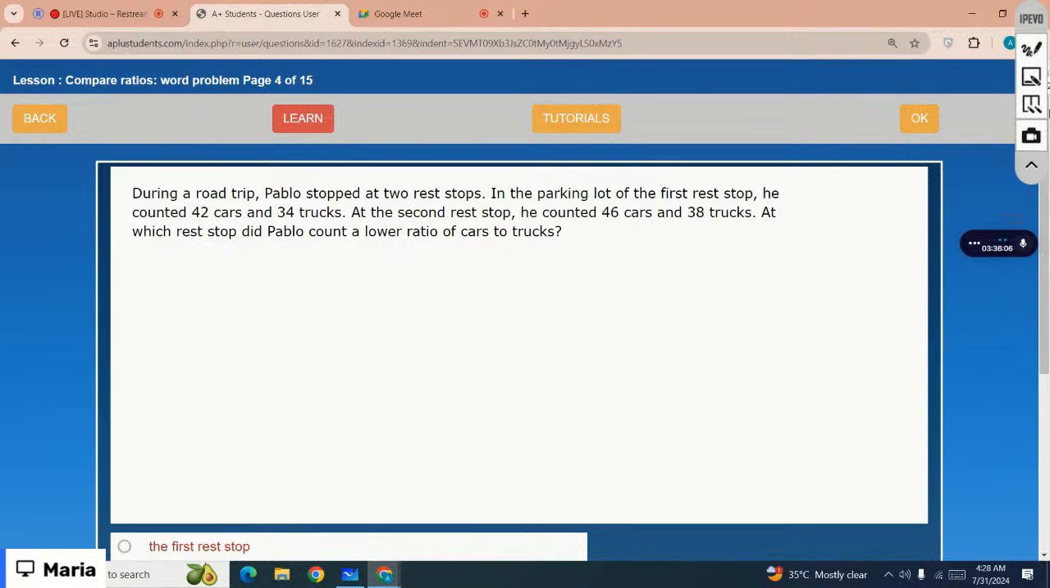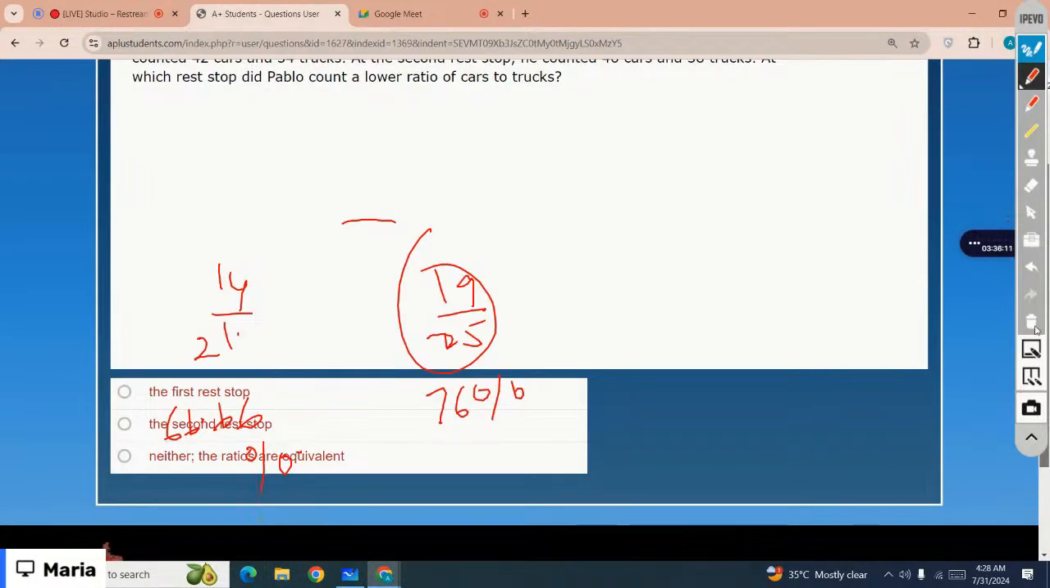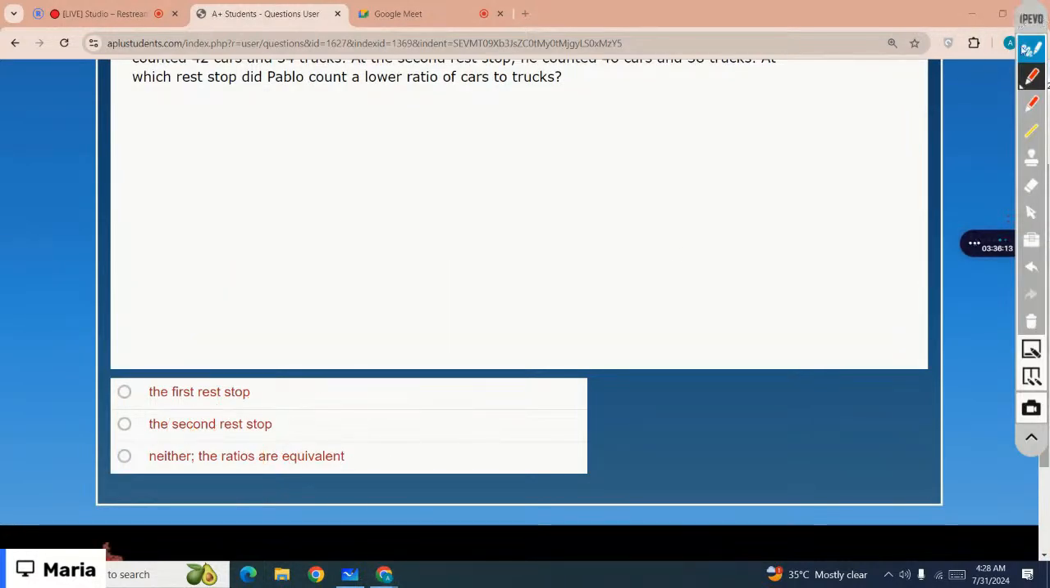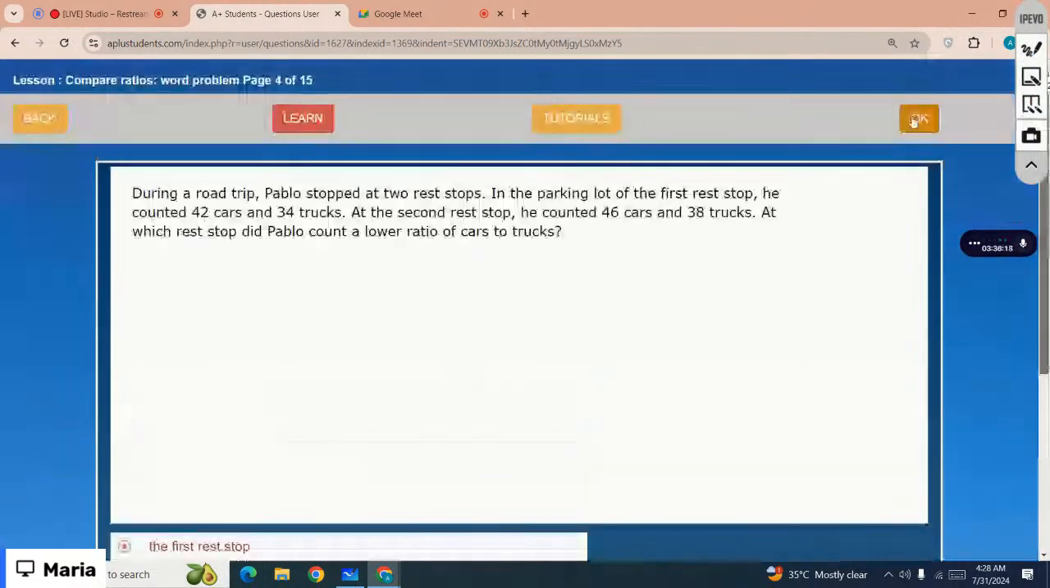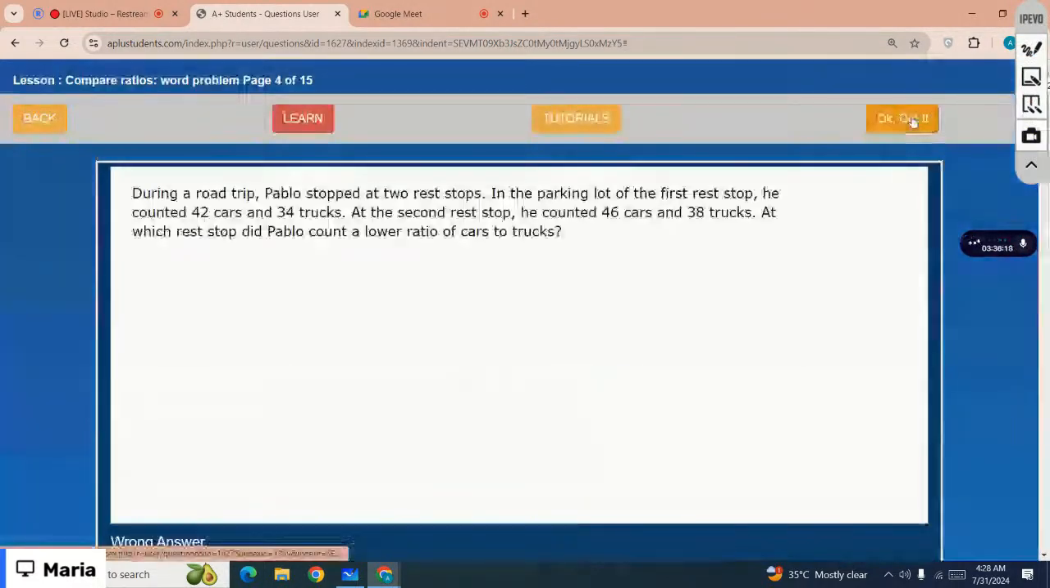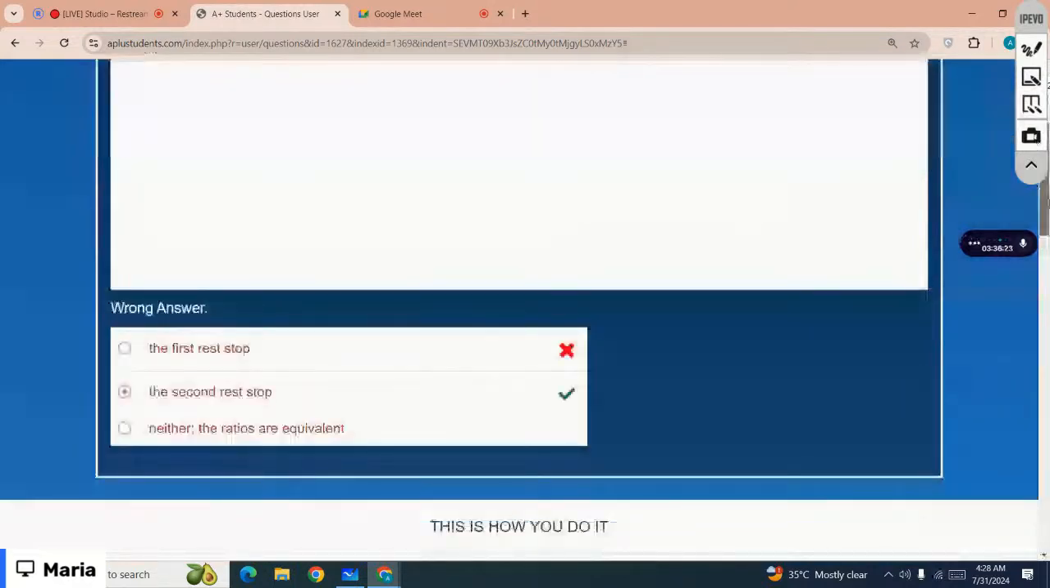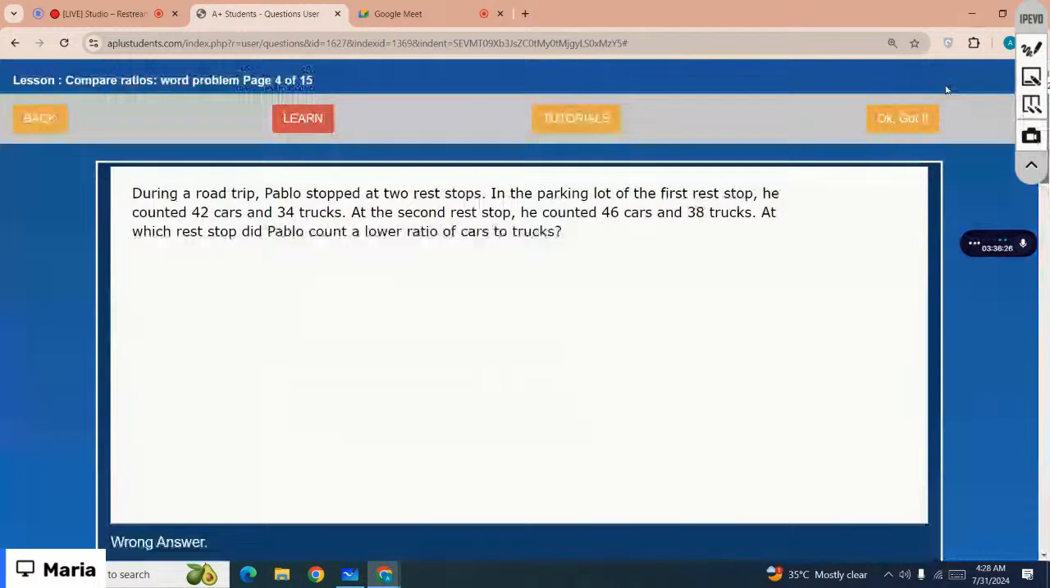The correct option is the first rest stop has the lower ratio of cars to trucks. The correct option is option number one, the first rest stop it is. Oh, sorry, lower. So the second one has the lower ratio, right? The correct option is the second one.